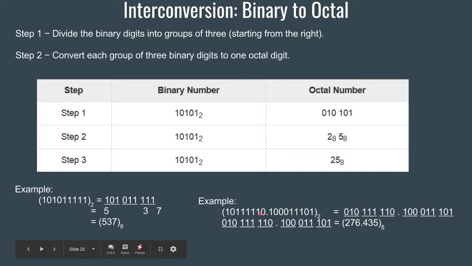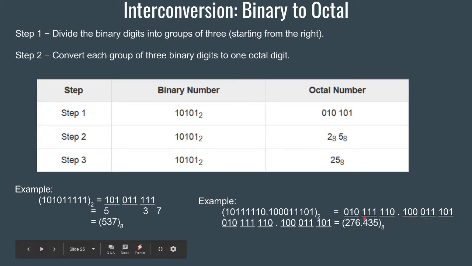So we get 110 as the first group, next one is 111, and then we have 10, and we place another 0 in the front to get 010. But for this decimal part, what we will do is we will start making groups from the left hand side. So we get 100 as the first group, then we have 011, and then 101.